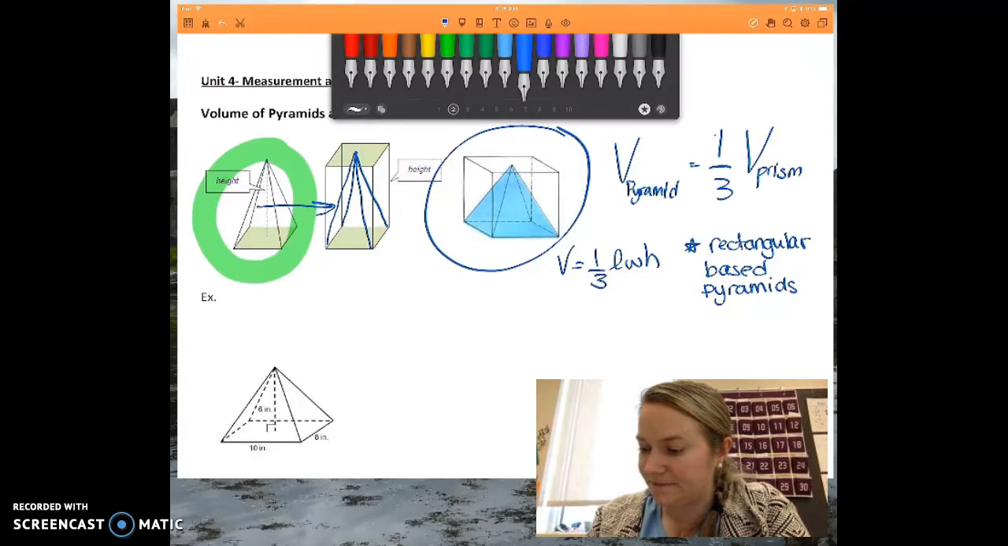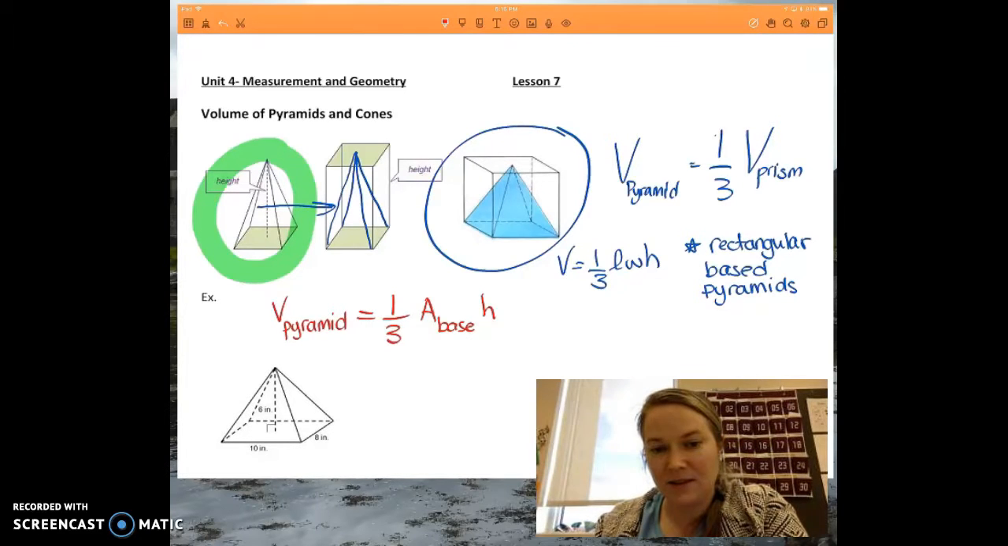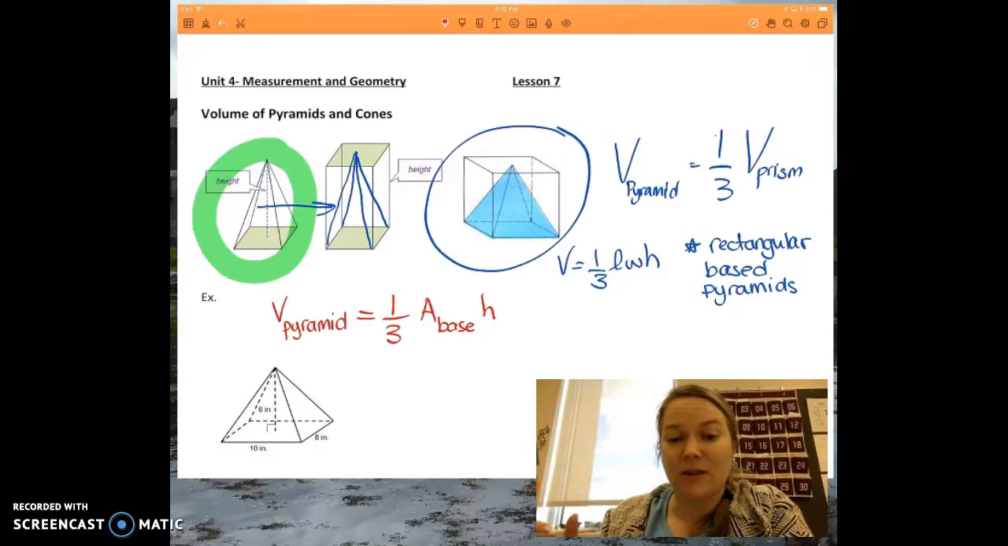So I'll put in red. The volume of a pyramid is 1/3 the area of the base times the height. So remember, area of the base times the height, or area of the base times the length, is exactly how we defined the volume of a prism. So any prism, doesn't matter what the base is going to be, area of the base times the height, and the pyramid with the same base and the same height is just 1/3 of it.